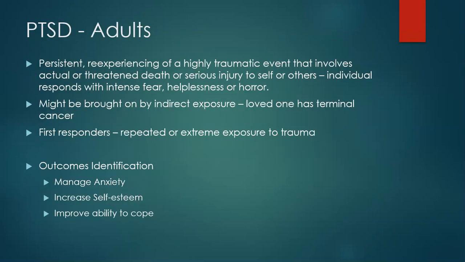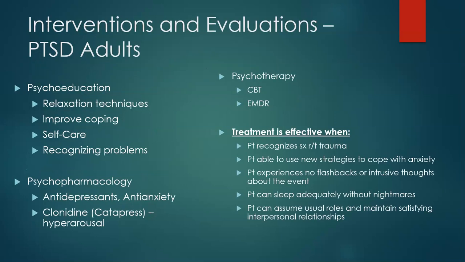So PTSD in adults is pretty much the same as in kids. Something bad happens, or the perception that something bad is going to happen, or third-hand exposure, that something has happened. First responders tend to have repeated exposure to trauma. And with that PTSD, you tend to have the dissociative reactions, the recurrent dreams, physiologic reactions to the triggers, the involuntary memories, the flashbacks. And in adults, we're going to manage that because our outcomes are that we want to manage anxiety, PTSD is an anxiety disorder, increase their self-esteem, and have them cope better.